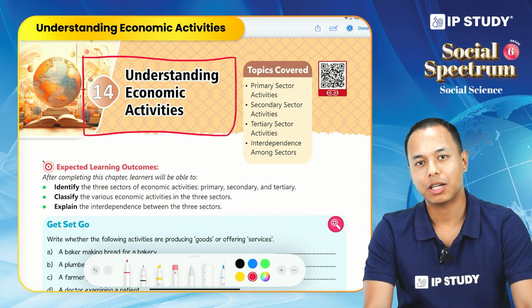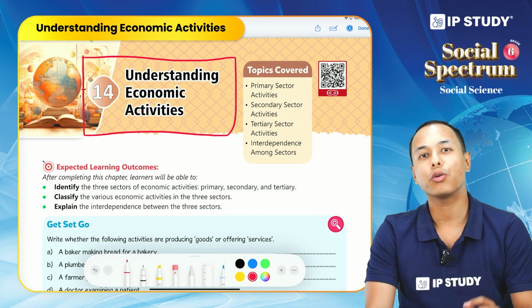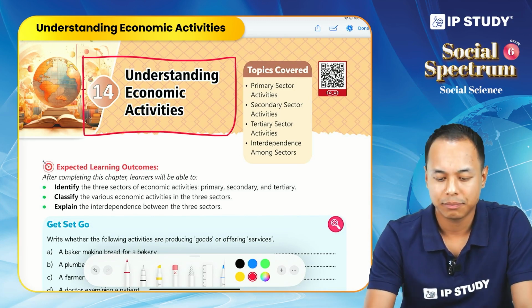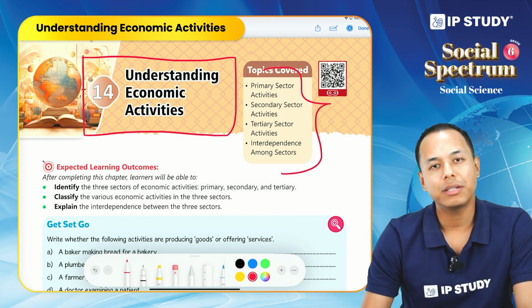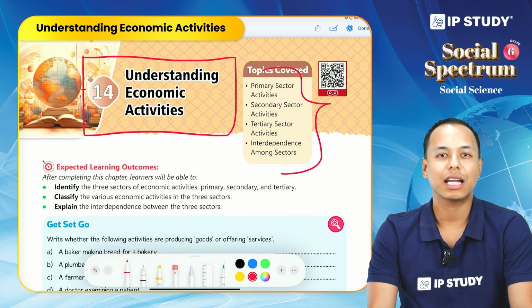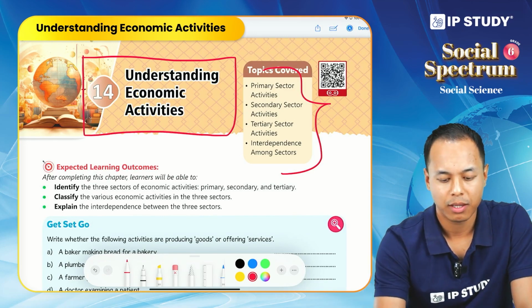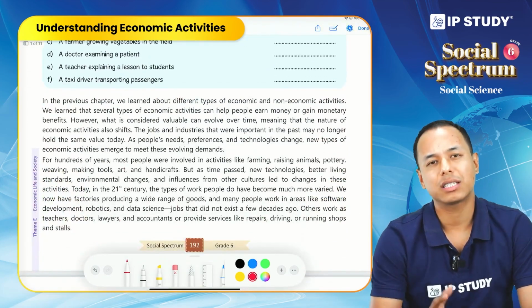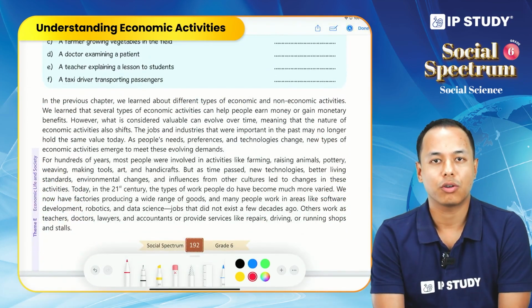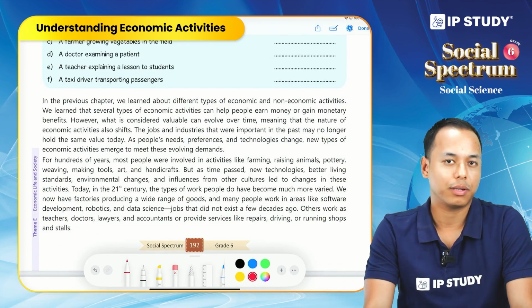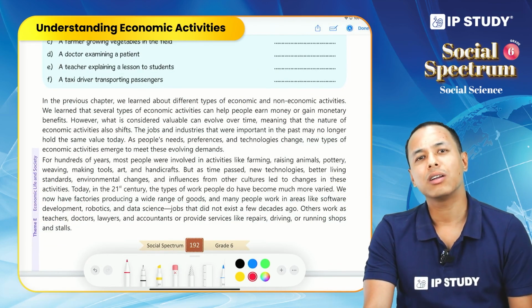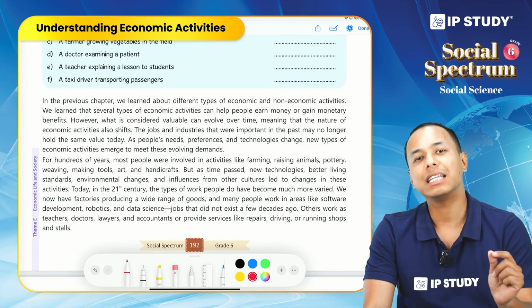So this is the last chapter, and in this chapter we are going to discuss a few important topics. These are primary sector activities, secondary sector activities, tertiary sector activities, and interdependence among sectors. These three sectors, okay? So before we discuss the different types of economic activities, let us understand economic activities and their nature.